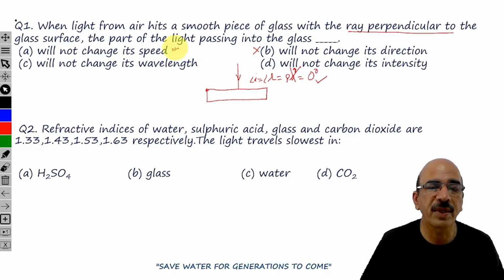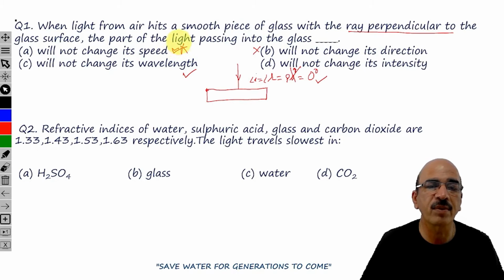Okay, so its speed will change. Yes, speed will change, because when light travels from one medium to another, and here it is air to glass, in glass definitely speed will change because it is denser than air. But here it says will not change its speed. Will not change its wavelength? The wavelength remains same, or will change? In this, the wavelength will change. Here it says will not change its speed, but speed changes. So this option is also not correct.